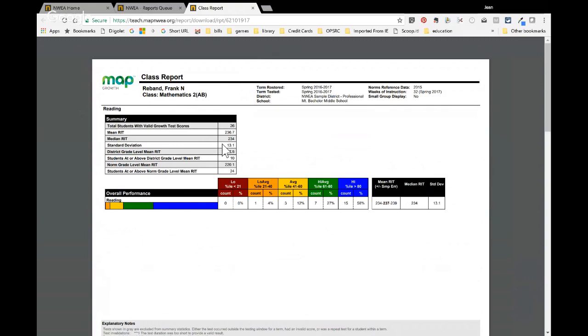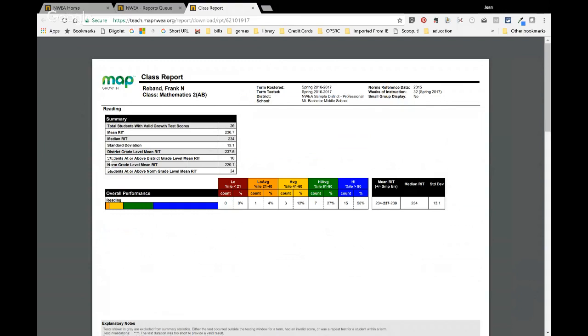Going to look in a moment at standard deviation, so we'll come back to that. Comparing Mr. Reband's median RIT of 234 with the district grade level mean RIT, there's about 3.5 points difference there. And for a district level, the mean RIT, it's a large enough sample that outliers don't affect it as much. So we will look at the mean RIT for the district. He's got 10 students who are at or above the district mean RIT.